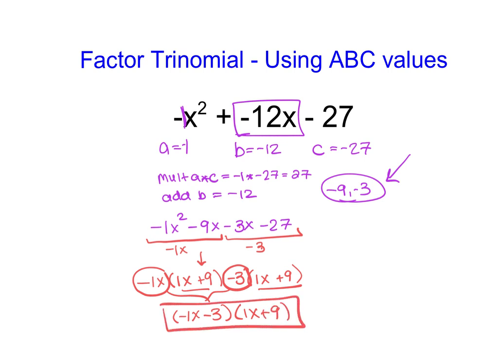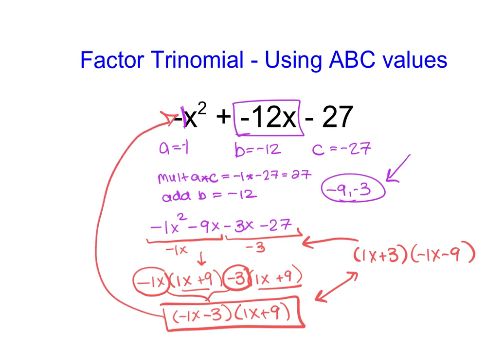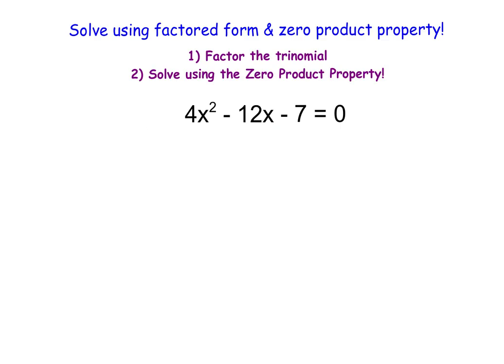Now, if you had factored out positive numbers here, you would have gotten a slightly different answer. Your answer would have looked like x plus 3 and negative x minus 9. It just kind of flips the negatives around. It doesn't matter which one of these you have. It just matters that you are consistent with how you do it. So you should end up with one of these two answers, which, if you multiply them out, will take you right back to where you started.